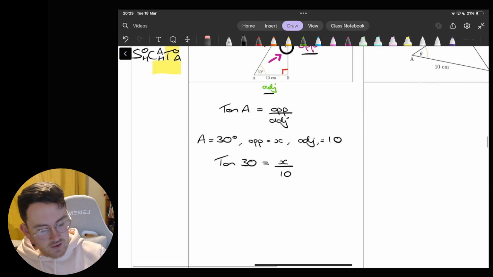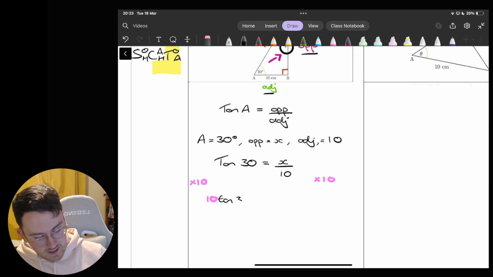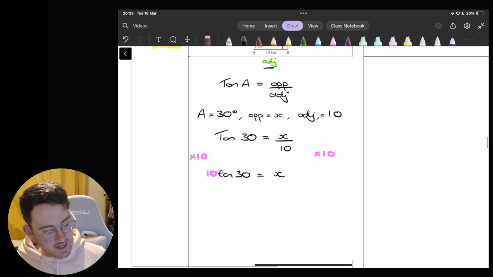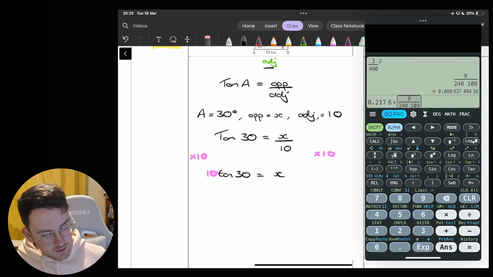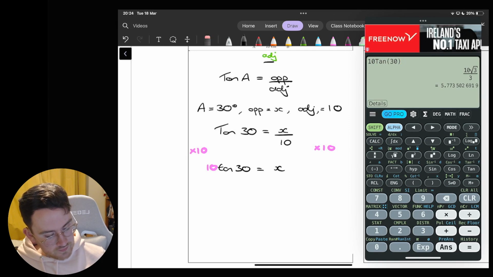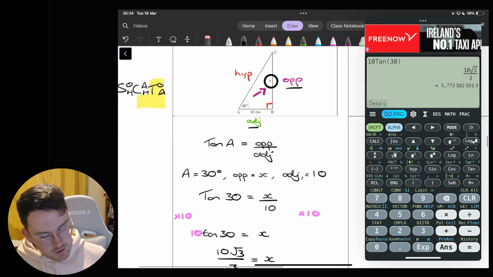Now, since I'm solving for x here, I want to isolate x, or get it on its own. That means multiplying both sides by 10. So that's going to give me 10 tan 30 equals x. We no longer have a fraction on the right hand side. I can then work out the value of this 10 tan 30. So let's do so. And that is going to give me an answer of 10 root 3 over 3. But was I asked for anything in decimal to two decimal places?